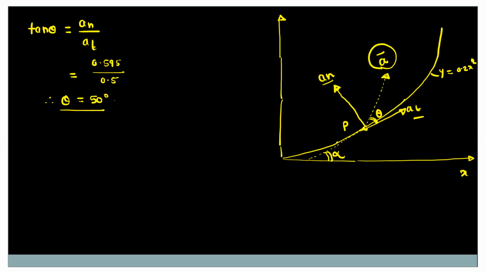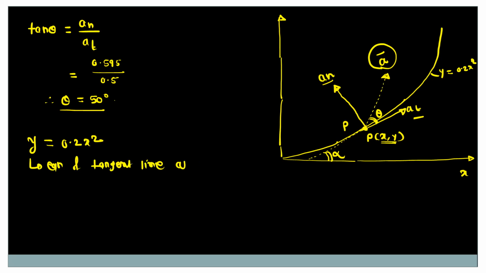So at this point, which is point P, let us take this as (x, y). Okay, at this point P (x, y), this dotted line represents the tangent drawn to the point P. Okay, and we know the equation of tangent. So if you have the equation y is equal to 0.2 x square, then the equation of the tangent line at any point P (x, y), you can find out, just differentiate this equation.